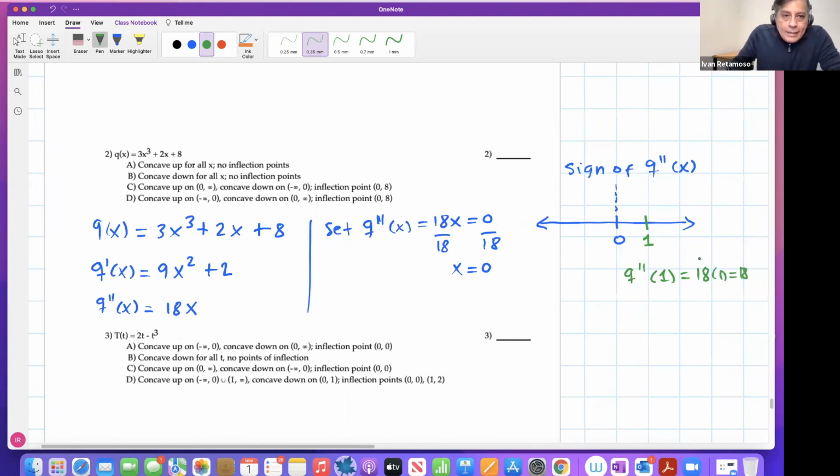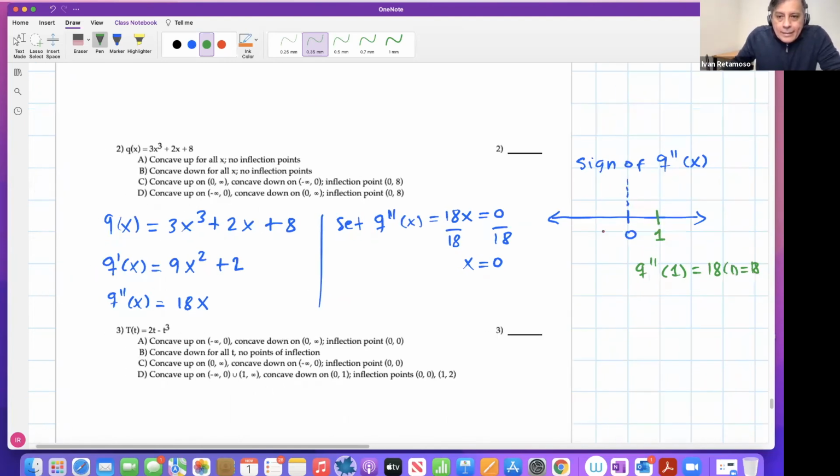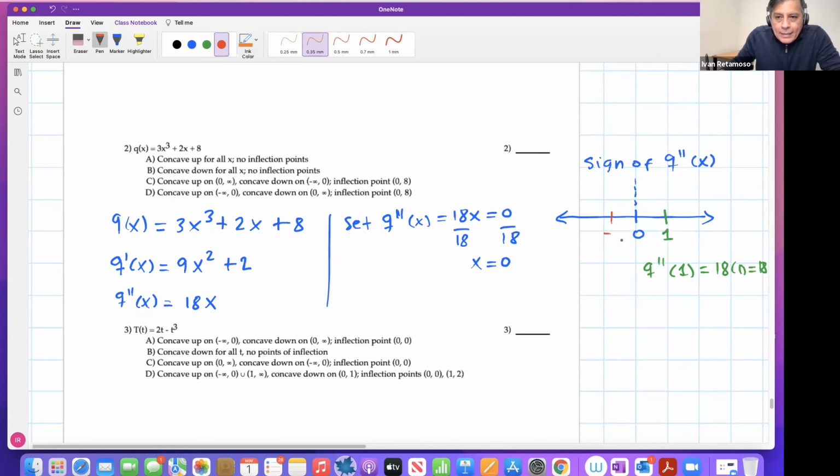And I can similarly consider here -1 as my test point and find the second derivative at -1. 18 times -1 is going to be -18. So this will be negative here, positive here. So it just means that the concavity is positive, or concave up, from 0 to infinity, and concave down from -infinity to 0, right?